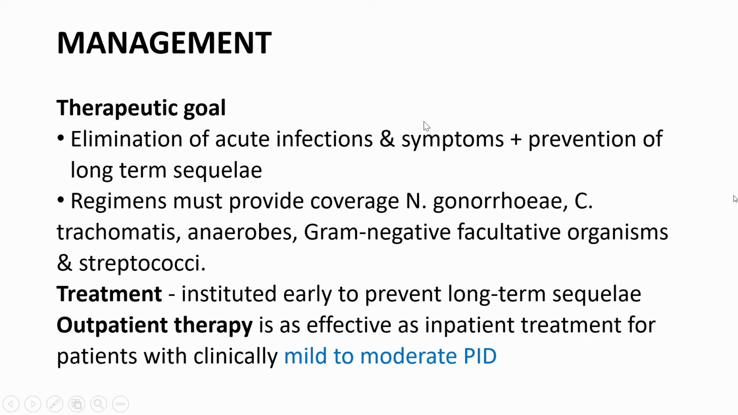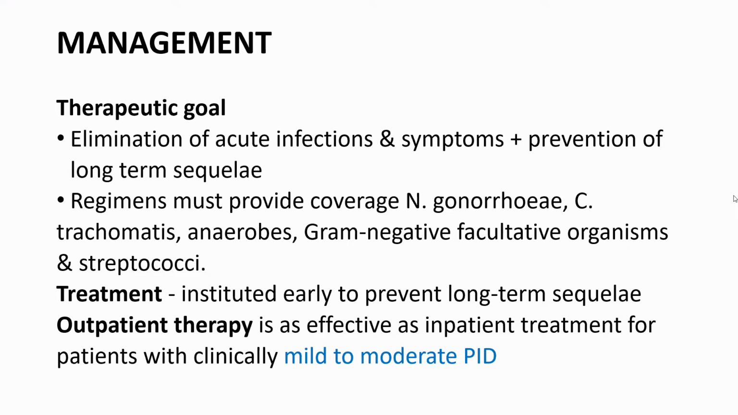Okay, so now let's discuss the management. Our goal is to eliminate the acute infection and prevent the long-term sequelae, that is chronic pelvic pain, ectopic, and infertility. So the regimen must cover all the aerobes, anaerobes, and common organisms like Neisseria gonorrhea, chlamydia, as well as anaerobes, gram-negative, facultative organisms, as well as streptococci. That's why we give a combination of antibiotics for at least 2 weeks, and it should be instituted early to prevent the long-term sequelae.